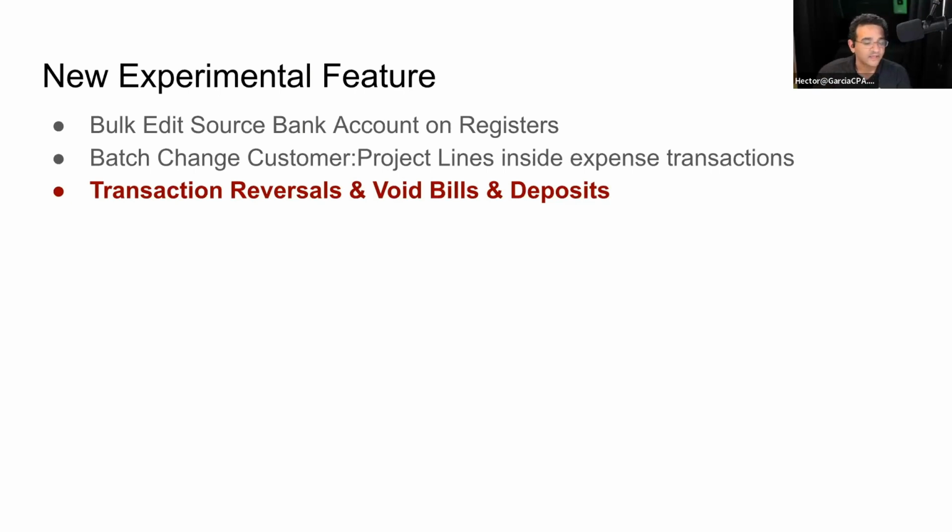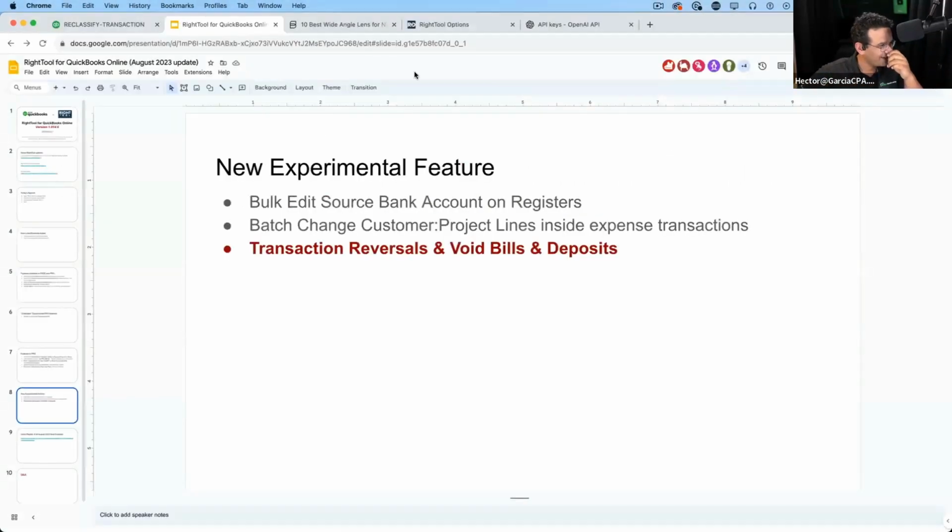Okay. So the next one is called transaction reversals and void bills and deposits. I know it's a mouthful, and it was kind of built sort of last minute. It was all built together. So let's go through those.